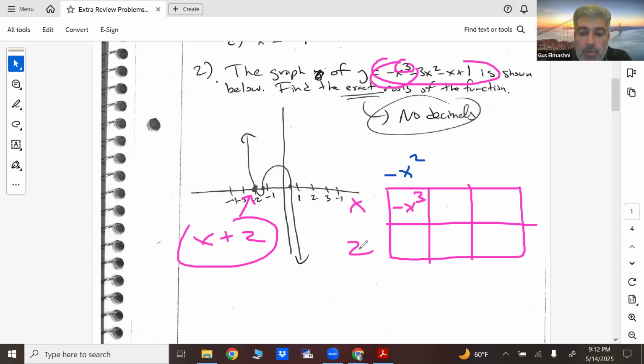Then you multiply negative x squared by 2. We know how to fill that out. That's negative 2x squared. This is the part where people get a little tripped up. Then what do you put in this box?